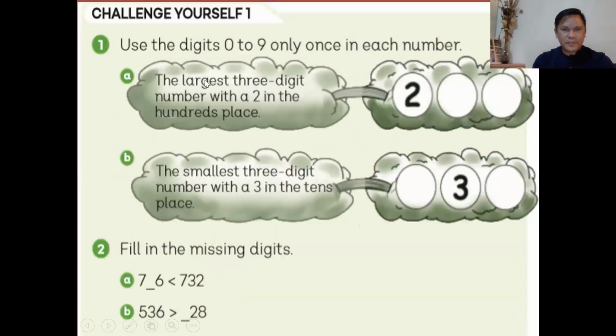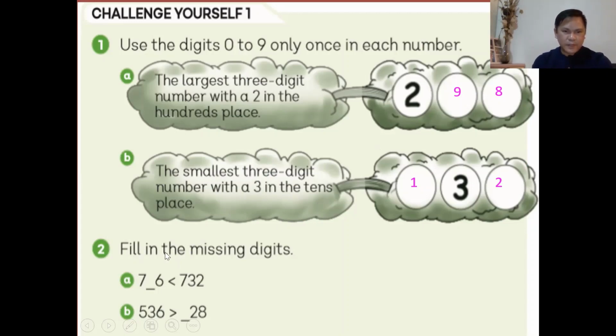Challenge yourself. Use the digits 0 to 9, only one in each number. So the greatest 3-digit number with number 2 in the 100 place. So number 2 is in the 100 place. So we will give the two greatest numbers. So we will put 9 and 8. 9 and 8 are the greatest numbers. B, the smallest 3-digit number with 3 in the 10 place. So we will write the smallest numbers. So we will write 1 and 2. 1 is the smallest number and 2 is the next smallest number.